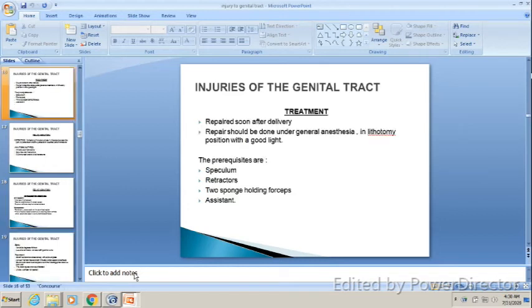What is the treatment? Repair soon after delivery. Repair should be done under general anesthesia, in lithotomy position with a good light. What are the prerequisites? What do you need for cervical exploration to see for cervical tear? Speculum, retractors, two sponge holding forceps, and an assistant.